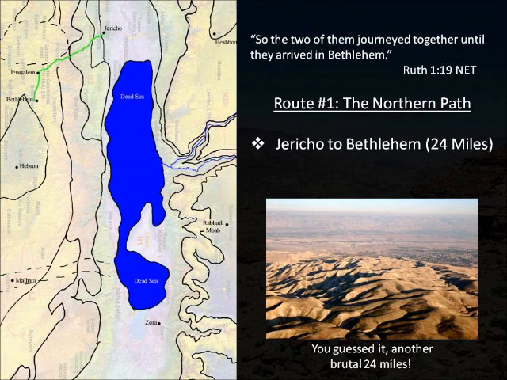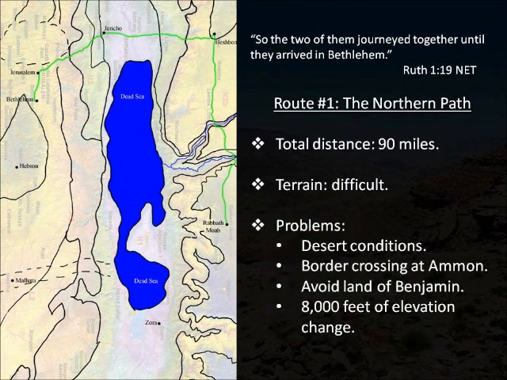And so for the final leg of this journey, they've got to go from Jericho to Bethlehem, which is another 24 miles. And this one is straight up, again, another 4,000 feet up in elevation. And so if I had to sum up this entire route, it's brutal. And by brutal, I mean 90 miles of brutal. It's very difficult terrain, and it has all kinds of problems that we probably couldn't even begin to talk about. It's got desert conditions. You've got to cross the border of Ammon, and you've got to avoid the land of Benjamin.